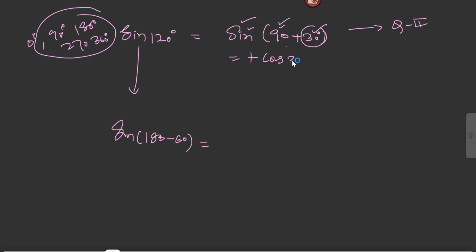In place of theta, we have 30. What is cos 30 degree? Root 3 by 2. What is the value of sine 120 degree? That is root 3 by 2.